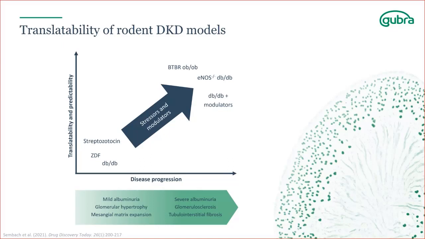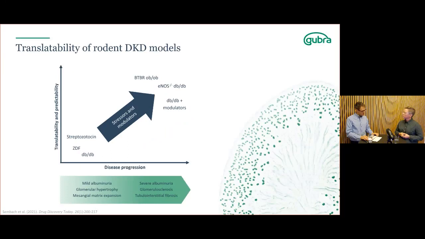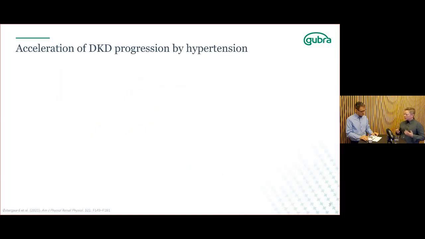Okay, thank you. So what you actually did was to combine the profile of the well-known db/db mouse on top of uninephrectomy and AAV administration of a renin construct. How did you actually accomplish it? Can you tell me a bit about the model establishment? Absolutely.